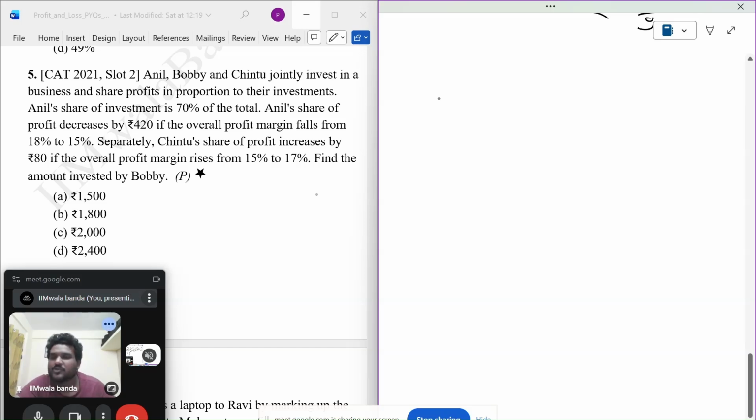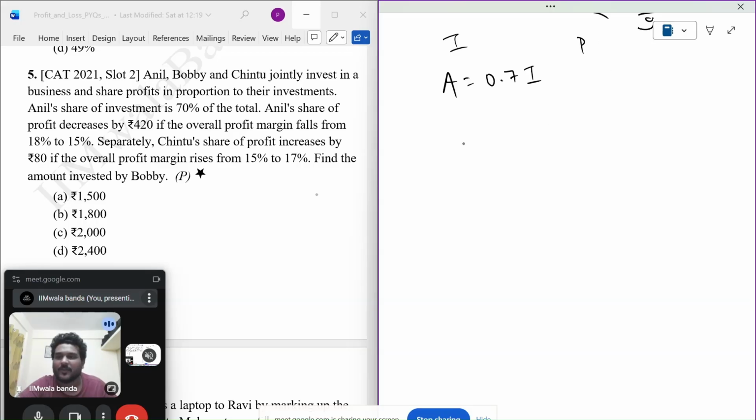A, B, and C jointly invest in a business and they share the profit in proportion to their investment. So I think this is also a very common type, and the only thing that you need to know is whoever invests more gets more, and in the same proportion of investment, the profit gets divided. So A, B, C invest in a business and share profit in proportion to their investment. Anil's share is 70% of the total investment. So can I say, if the total investment is I, Anil's share will be 0.7 I. Anil's share of the profit decreased by 420 if the overall profit margin falls from 18% to 15%.